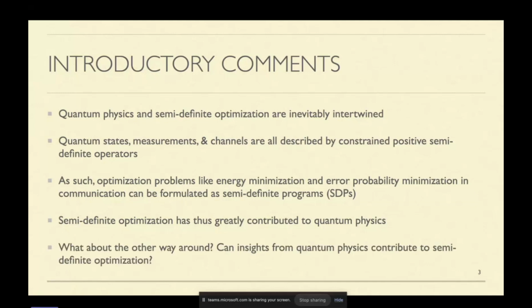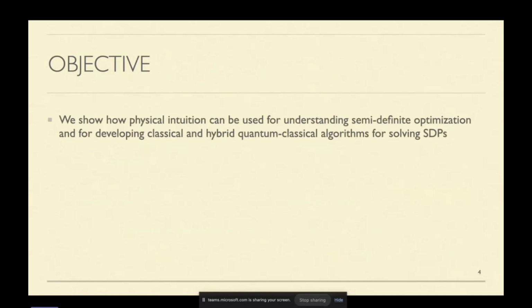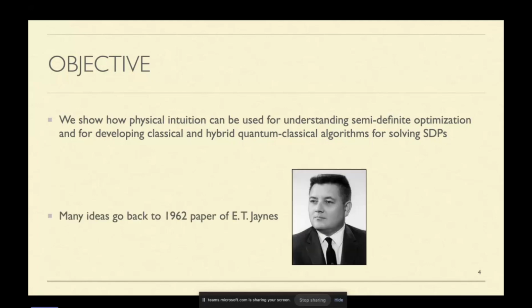And so the question that we pose is like, what can quantum physics lend to understanding semi-definite optimization, given this intricate link? And can these insights from quantum physics, in particular quantum thermodynamics, contribute to our understanding of semi-definite optimization? And that's our sort of motivation for this work. And we've addressed this in a way that you'll see in the forthcoming slides. So what we do in this work is we show how physical intuition coming from quantum thermodynamics can be used for understanding SDPs and for developing classical and hybrid quantum classical / variational algorithms for solving SDPs.